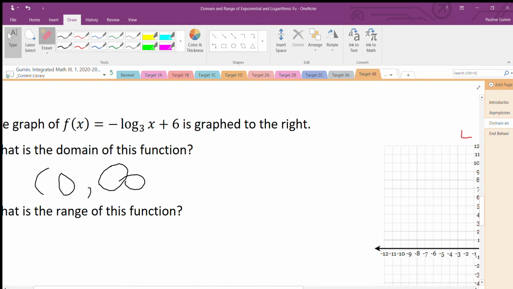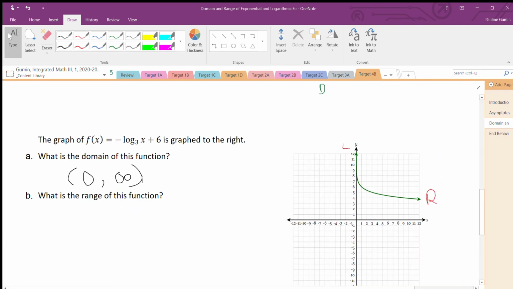Wow, that was awful. Let's zoom in a little. There we go. That's a little better. Okay, range. Range are our y's. So let's see how far down it goes and then how far up. Okay, so down. This is where it's going downwards, and it looks like it's just slowly getting smaller and smaller. Okay, so negative infinity.